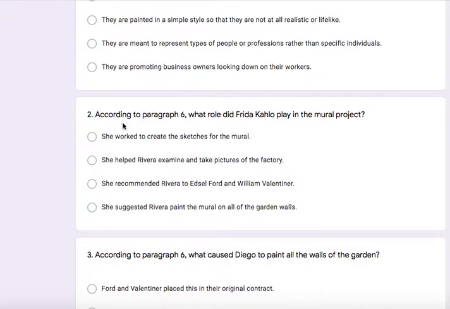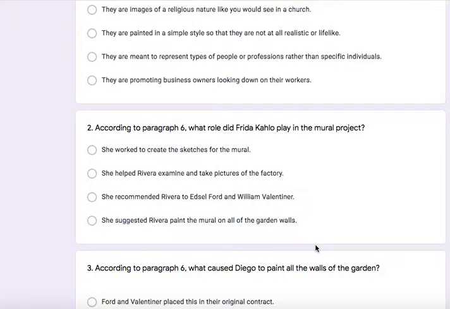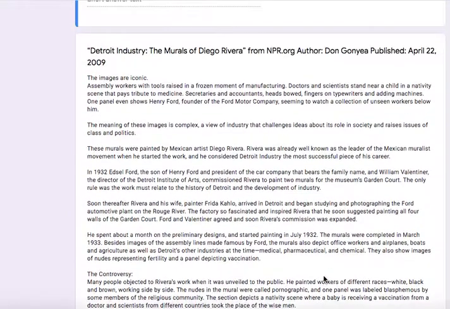So I'm going to continue my reading, and I'm going to try to answer number 2. According to paragraph number 6, what role did Frida Kahlo play in the mural project? I also see down here that this question takes place in paragraph 6 as well, so I'm going to look at that. What caused Diego to paint all the walls of the garden? So I'm looking for what is Frida's place in this mural project, and then also why does he paint all of the walls? So again, this is paragraph 1, 2, 3, 4, 5, 6.